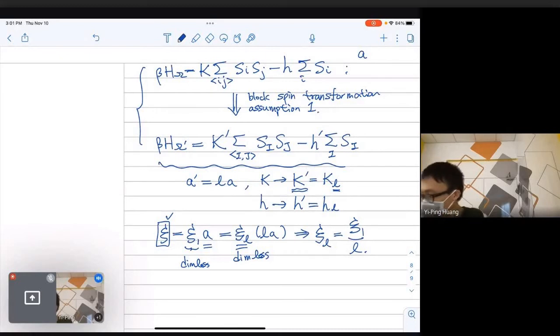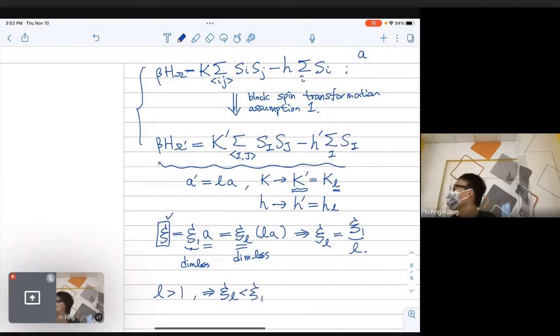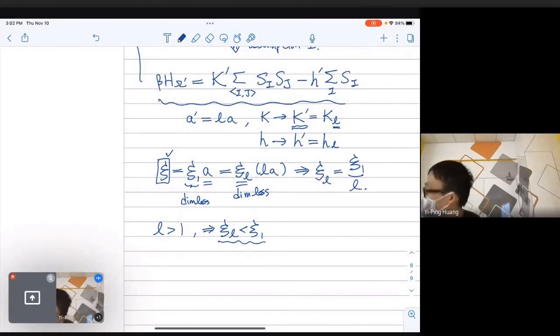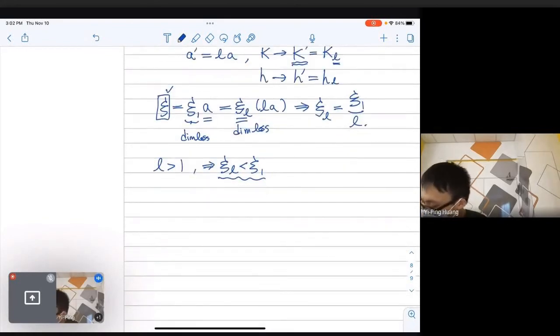We always assume that L is greater than 1, which means that you are coarse-graining, that you include more spins into a bigger block spin. So L is always considered to be greater than 1, and that implies CL will always be smaller than C1. So what does that mean? It means that now we are comparing two models. One is the original model with little spins labeled by S_i.